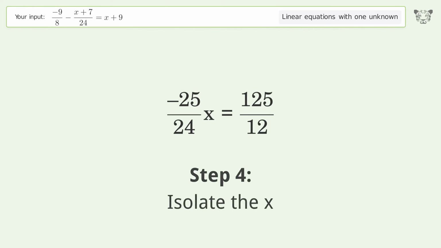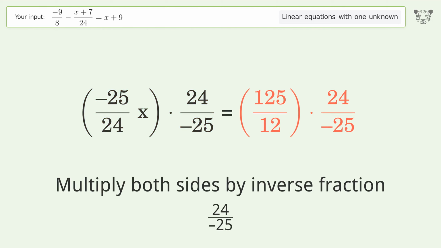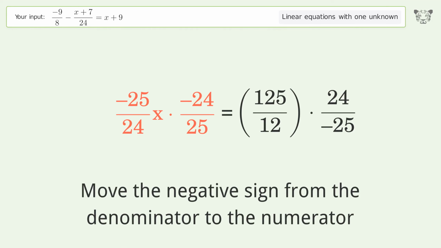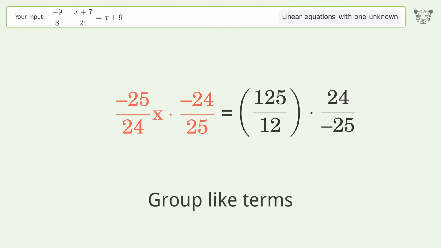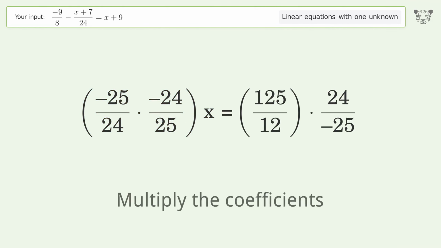Isolate the x. Multiply both sides by inverse fraction 24/-25. Move the negative sign from the denominator to the numerator. Group like terms. Multiply the coefficients.